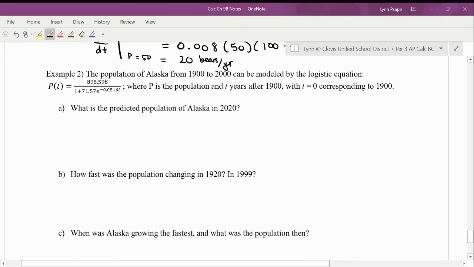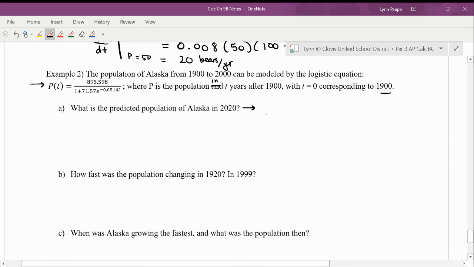Okay, so the population of Alaska from 1900 to 2000 can be modeled by this equation. So instead of giving it as a derivative, we're giving it in that other form, right? So the dP over dt is one form, and then the integral version is right there, where P is the population in t years. I'm assuming that should say in t years after 1900, with t equaling 0 corresponding to 1900. So what is the predicted population of Alaska in 2020?